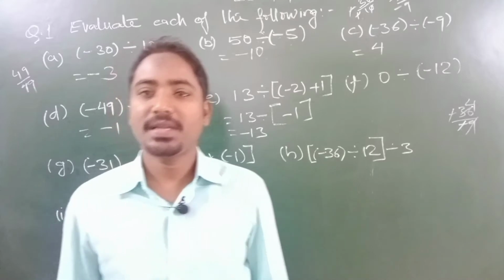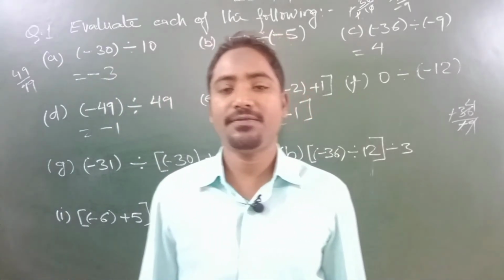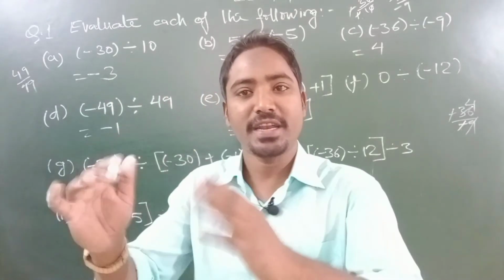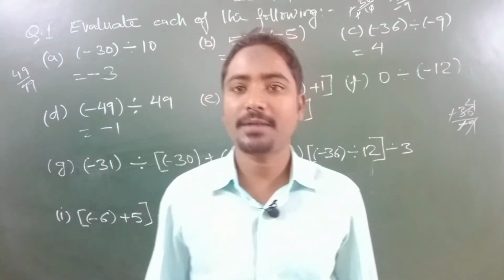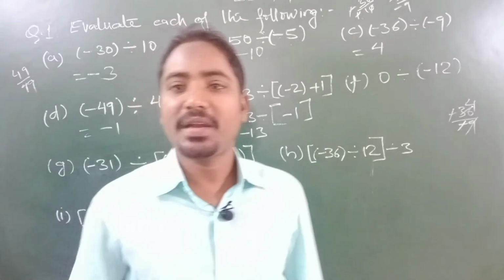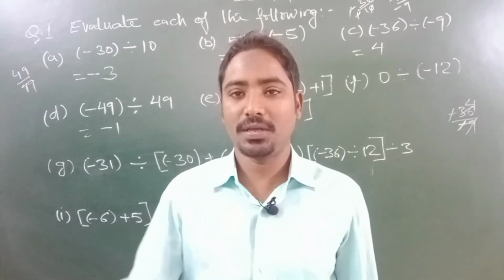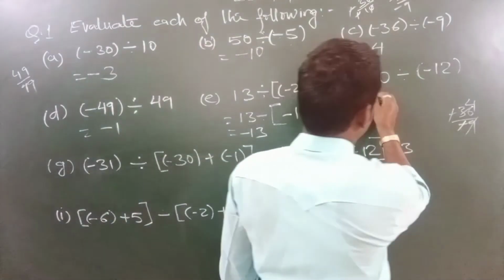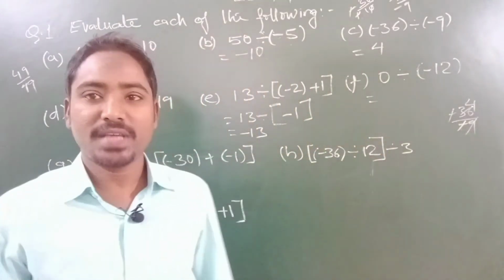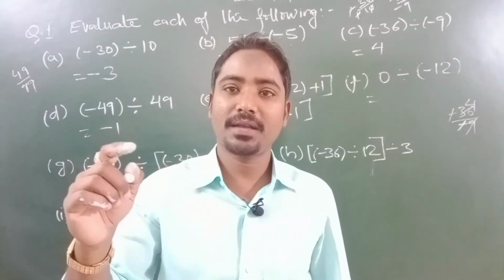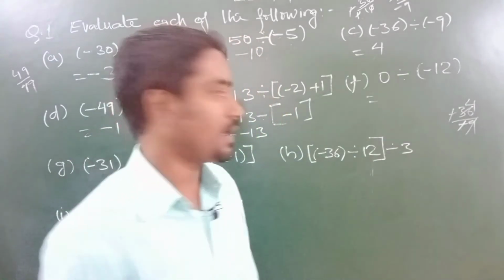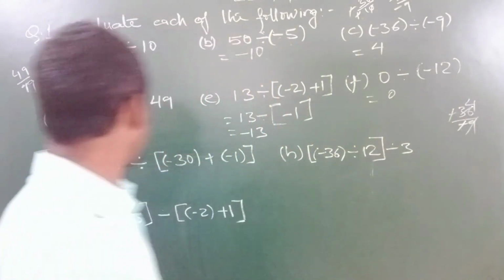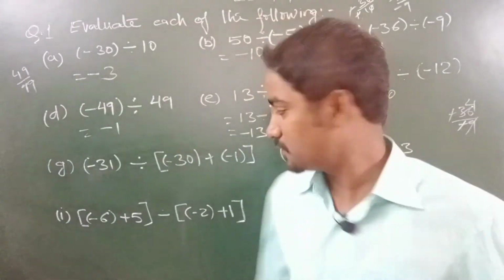Okay, so let me tell you one more thing, students: if 0 is divided by any number, 0 is the answer. So if we are dividing 0 by any number, then 0 itself will be the answer. So here we will get 0.